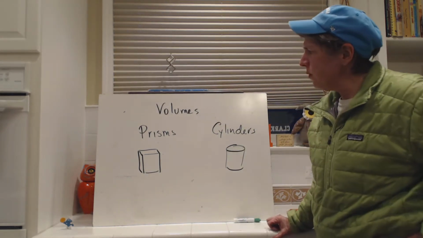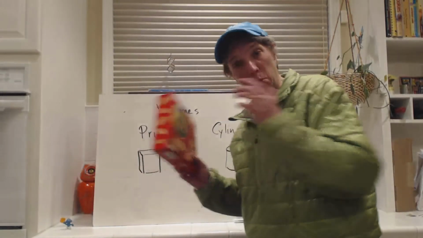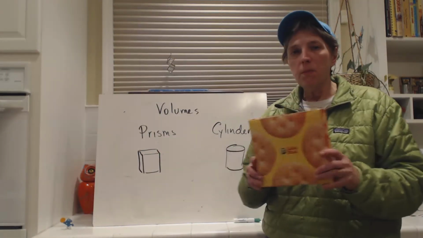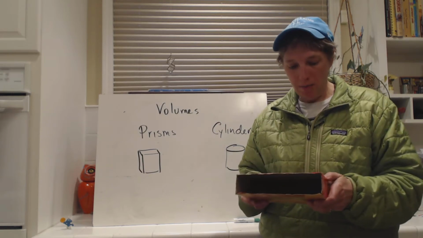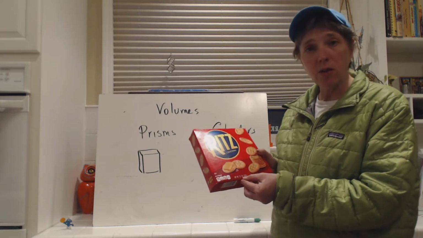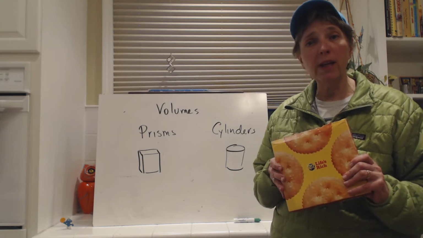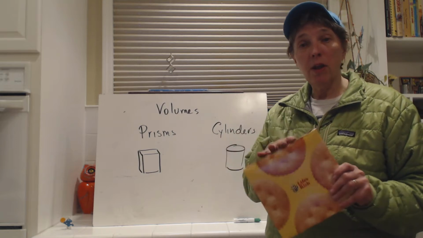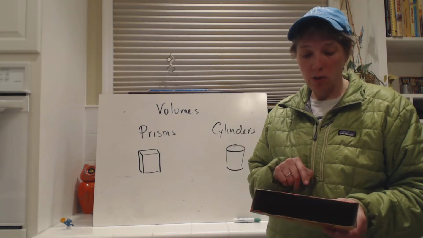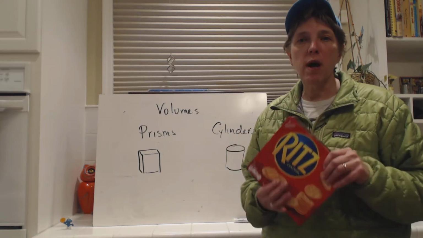Okay, so when we're talking about prisms and the volume, let's talk about what we're actually talking about. We have this box, and we want to know how much it will hold. The box says that it holds 13.7 ounces. But the first thing we have to do is determine how much the box will hold in cubic inches. And then later we'll learn how to convert cubic inches, how many cubic inches fit in this box, to how many ounces there are in a cubic inch, and then how many ounces the box will hold.